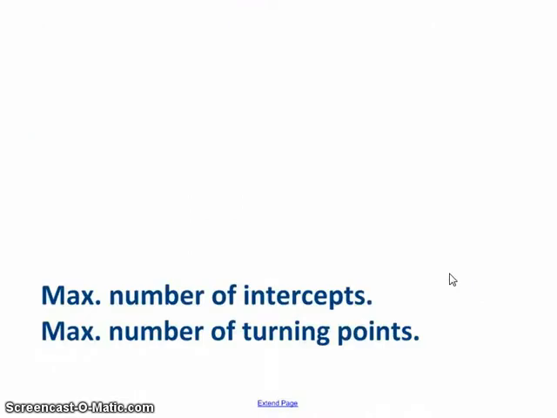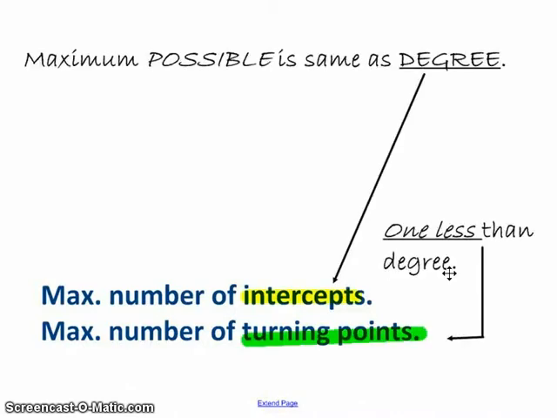Moving on, I also said that important things for you to know from chapter 6.2 are these notions about maximum number of intercepts and turning points. The maximum number of intercepts is going to be exactly the same as the degree. Note that this is the maximum possible number. So it may be that there are fewer intercepts than the degree, but there will never be more.